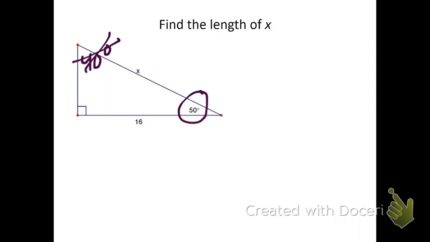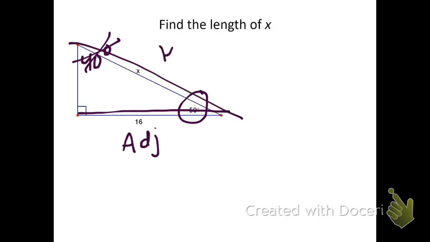Since we're given the adjacent leg, we know that the adjacent leg is 16, and we're looking for the hypotenuse. But the opposite leg, oops, I have to do that in a different color. Red means stop. The opposite leg, we don't know it and we're not looking for it, so we're not going to use the opposite leg. Therefore, we're going to use cosine because of SOH CAH TOA.